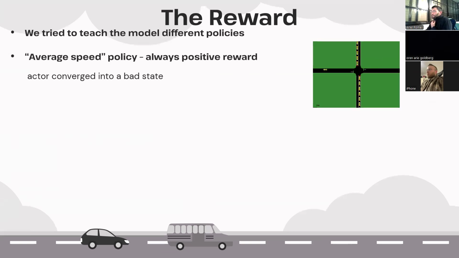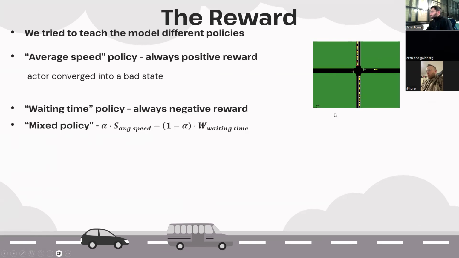The reward is decided depending on what sort of performance we hope to achieve. We tried several different ones. The first was average speed. As we can see, the average speed reward led us to a bad state. The model converged not as expected. Also, we tried accumulated waiting time and a mixed reward that was the weighted sum of both values just mentioned. These didn't lead us to convergence, but rather, as we can see from the graphs and video, a random action selection.